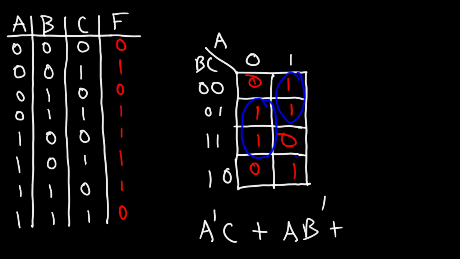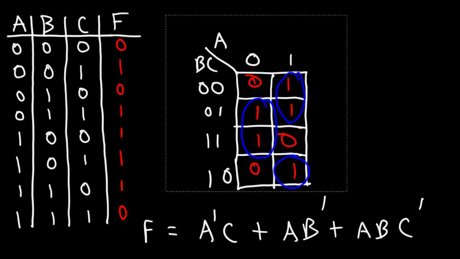Now there's only one last one that we need to consider, and that's here. So A is 1, we're just going to write A. B is 1, we're going to write B. And because C is 0, we're going to write C prime. So this is the function that corresponds to this truth table.